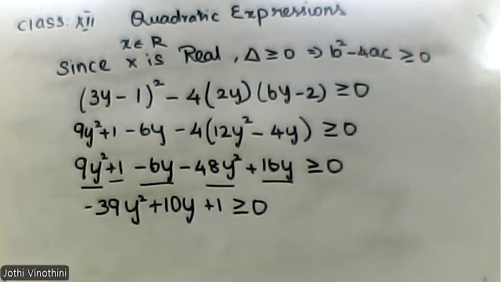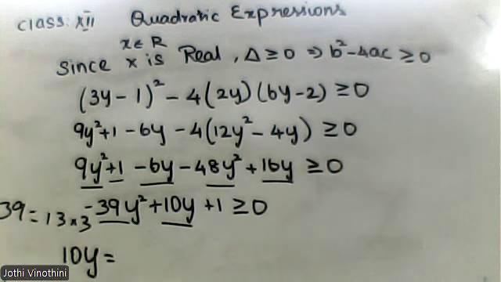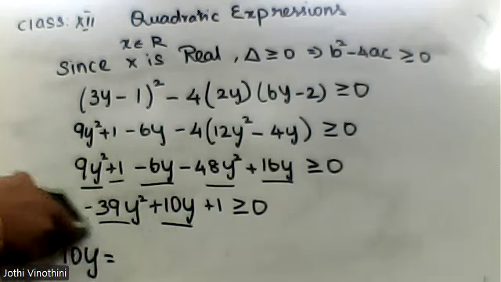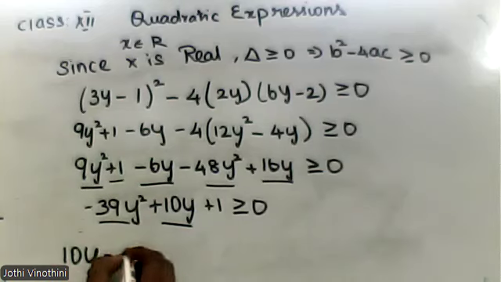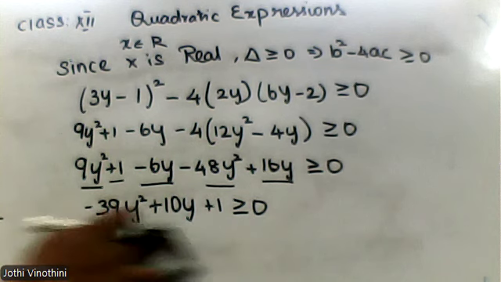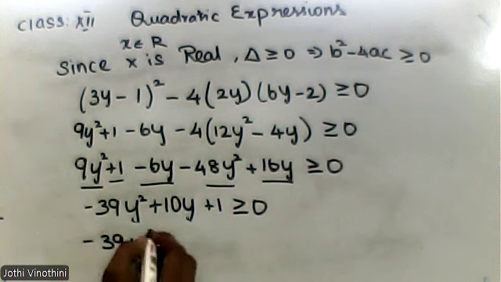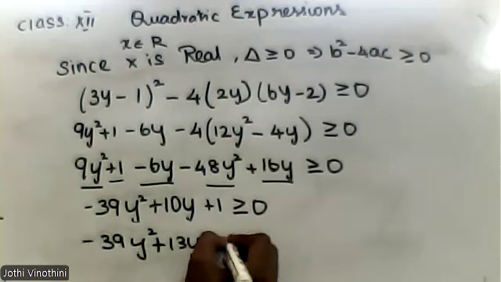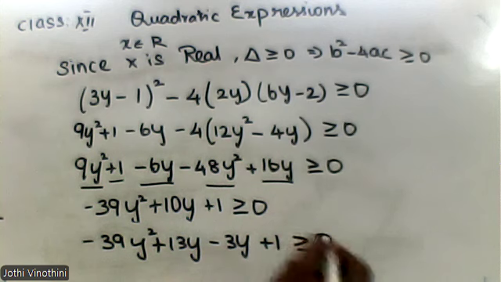Right? To solve this one, I am going to rewrite this 10y. See, this is 39. So 39 we can write as 13 into 3, right? To simplify this quadratic equation, I am going to rewrite 10y as 13y minus 3y, so that we can easily simplify this. What is 13y minus 3y? Which is again 10y, right? So the equation becomes minus 39y squared plus 13y minus 3y plus 1 greater than or equal to 0.